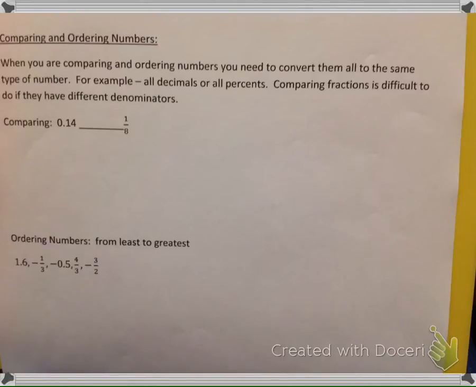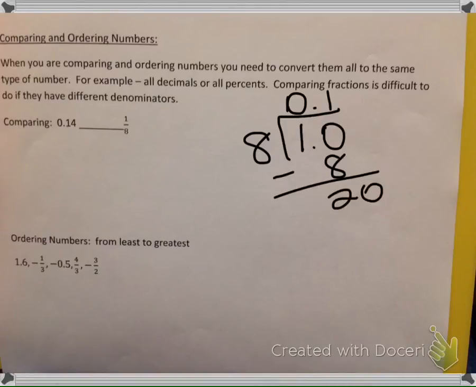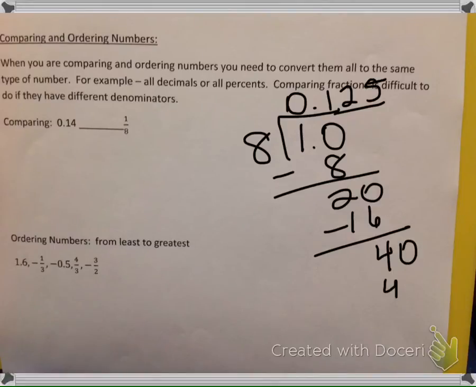So looking at this example, we have 14 hundredths and 1/8. I would change 1/8 into a decimal first. Okay, so we have 0.14, which we already know, 14 hundredths, and we're going to change 1/8 into a decimal. If you don't know that, you'll have to do the long division. 10 divided by 8 goes in once, and you subtract there. 20 divided by 8 is 2. That would be 16. And 40 divided by 8 is 5. And then you're done there.